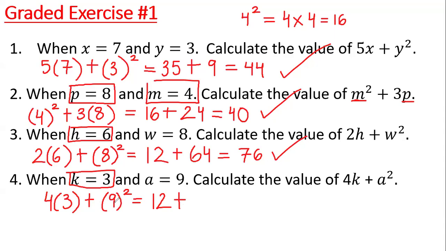And then 9 squared, Christian, what is that? 81. Then what do we do with this? 12 plus 81. Hold on, what's 12 plus 81? 93. All right.